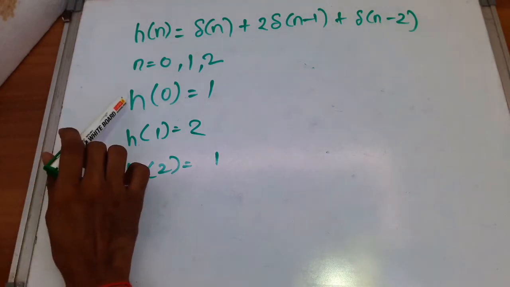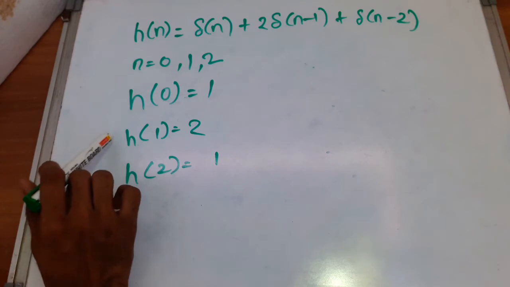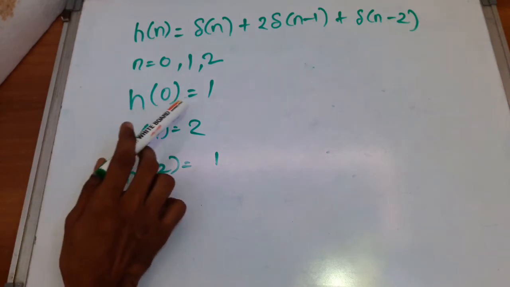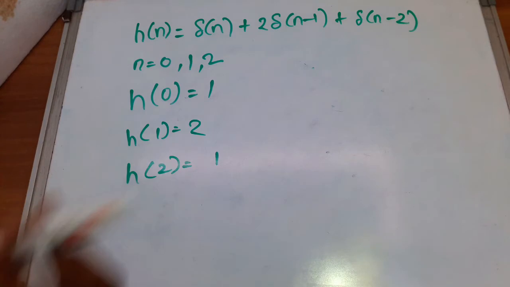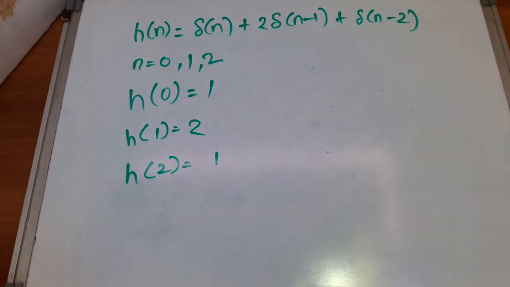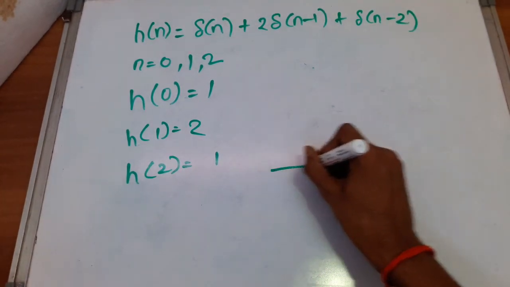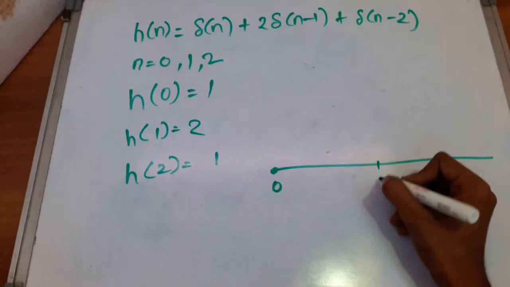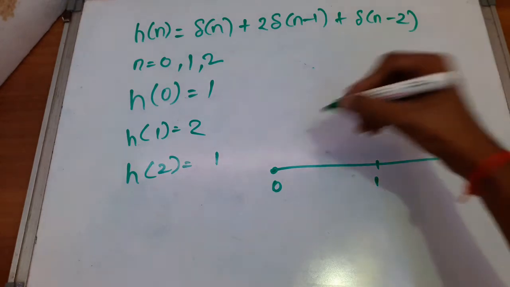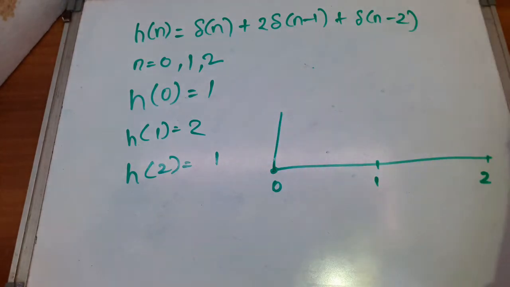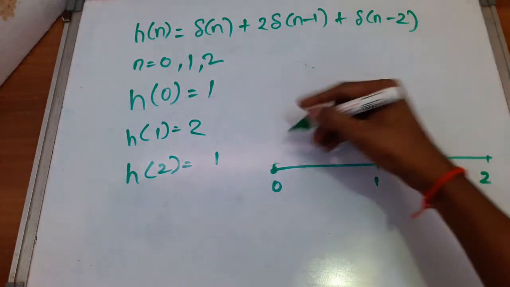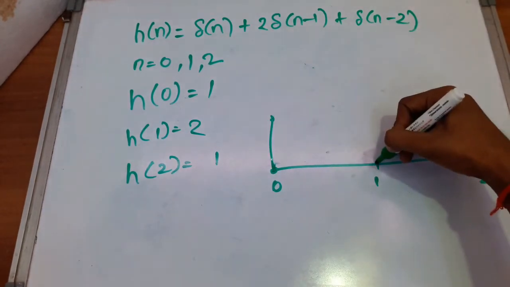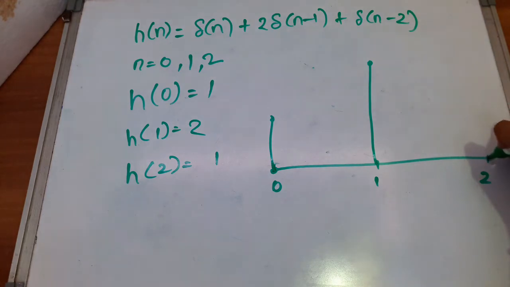Now, as we solved for h of 0, we similarly solve it for h of 1 and h of 2, where the values we get are 1, 2 and 1. Now, we have to plot these, which is very simple. This is the x-axis. This is our position 0, this is 1, this is 2. For 0 we have value 1. At 1 we have value 2. And at 2 we have value 1. That's it. That is the impulse response.